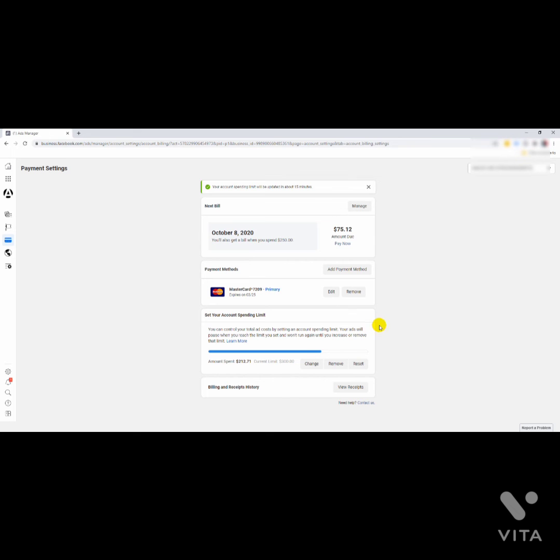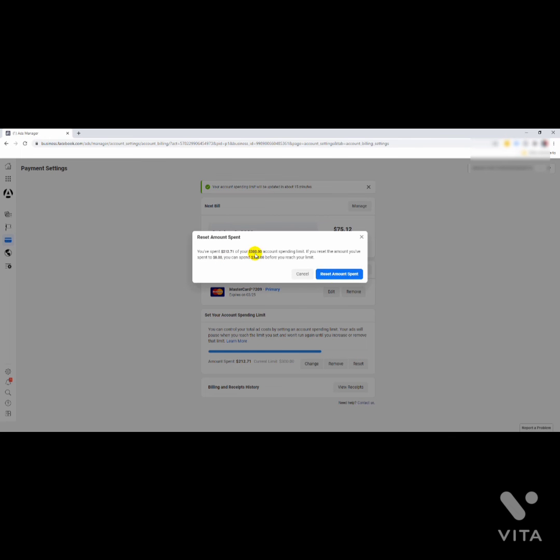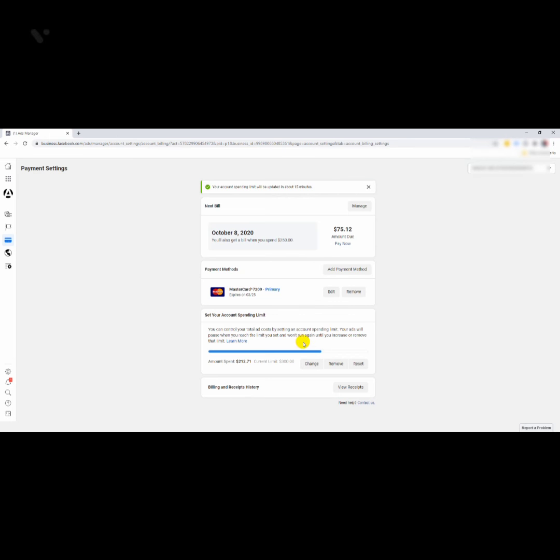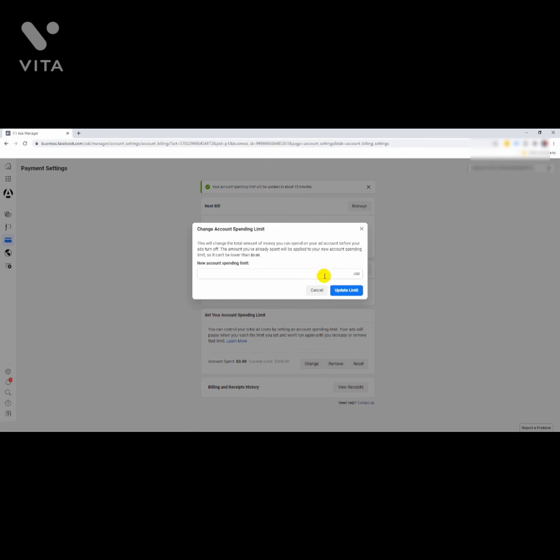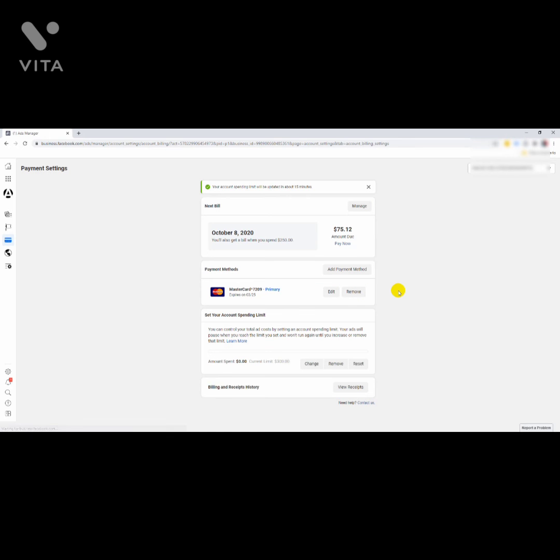So what happens is that after an ad spend of 300 US dollars, the account will stop spending. And for me to continue spending, I would either A, click on the reset button, which is what I should be doing anyway. All right, I'll click on reset, and I'm going to confirm that. And this allows me to continue spending with the ad account again, or I can also click on change and increase it to a higher limit, let's say 500 US dollars. So this is totally up to you.